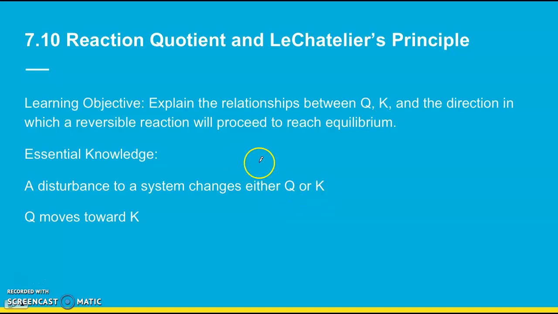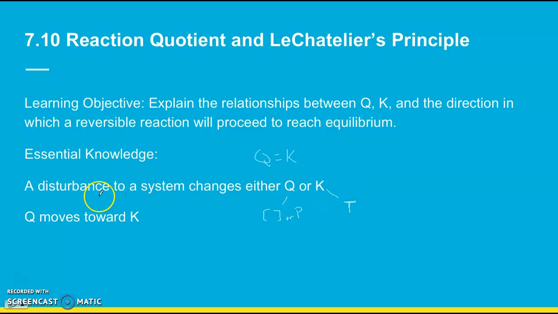When you're at equilibrium conditions, Q is equal to K. When you're not at equilibrium, these two are not equal. So when a stress is applied to a system, one of these two will change. Now, stresses that change Q, those are changes in concentration or changes in pressure. Changes that will change the K value, that's temperature.